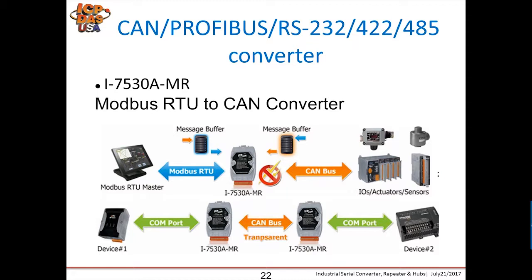In Modbus RTU mode, it allows a Modbus RTU master to communicate with CAN device on a CAN network, as shown on the first application architecture. In pair connection mode, this module provides the pair connection and transparent communication between serial device over CAN bus, as shown on the second application architecture.